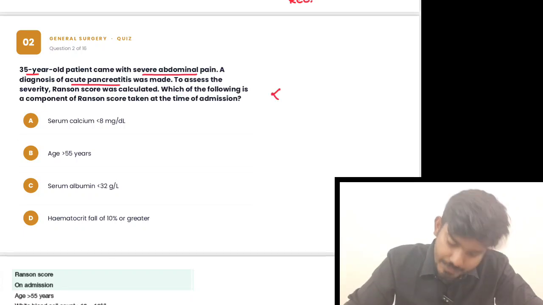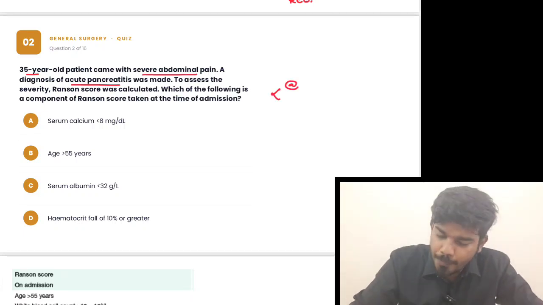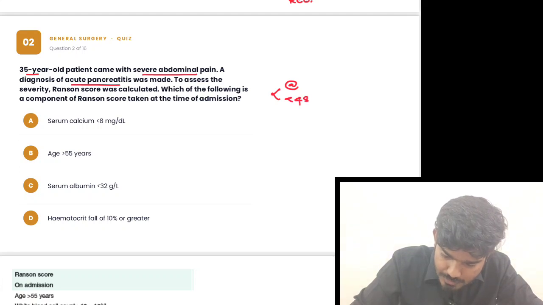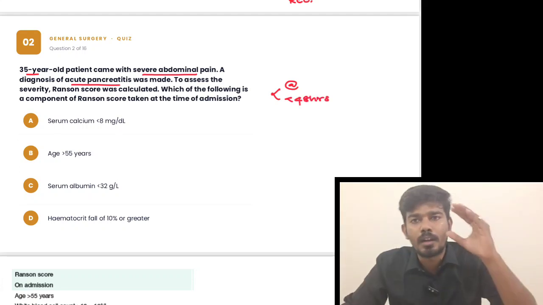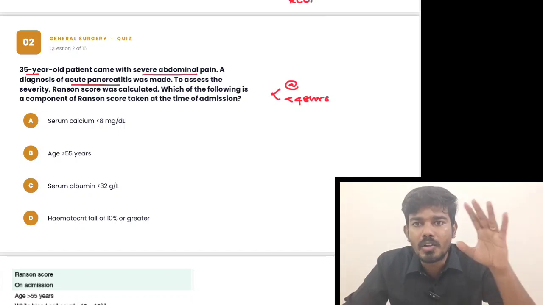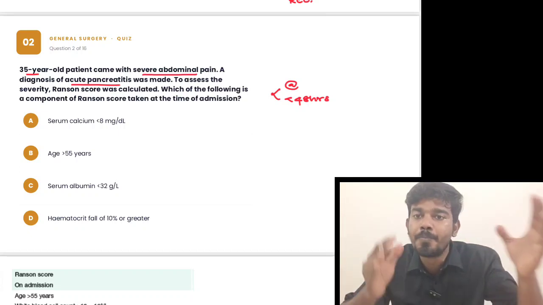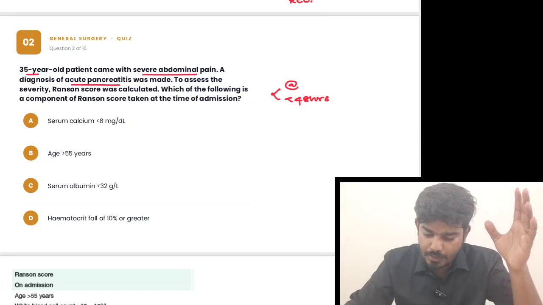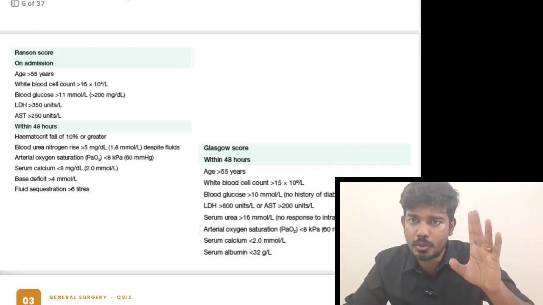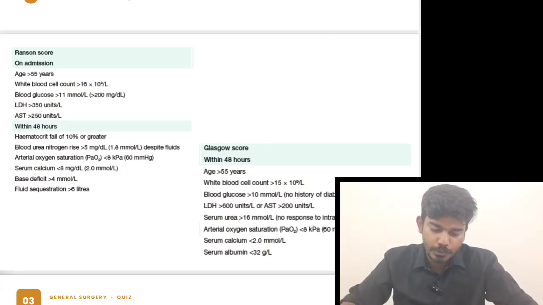The Ranson score is calculated at two times: at the time of admission and within 48 hours. The components of the Ranson score are very important and are repeatedly asked. The Glasgow score is also similar to the Ranson score. So we are going to see about the Ranson score and the Glasgow score. They are used to assess the severity of acute pancreatitis.